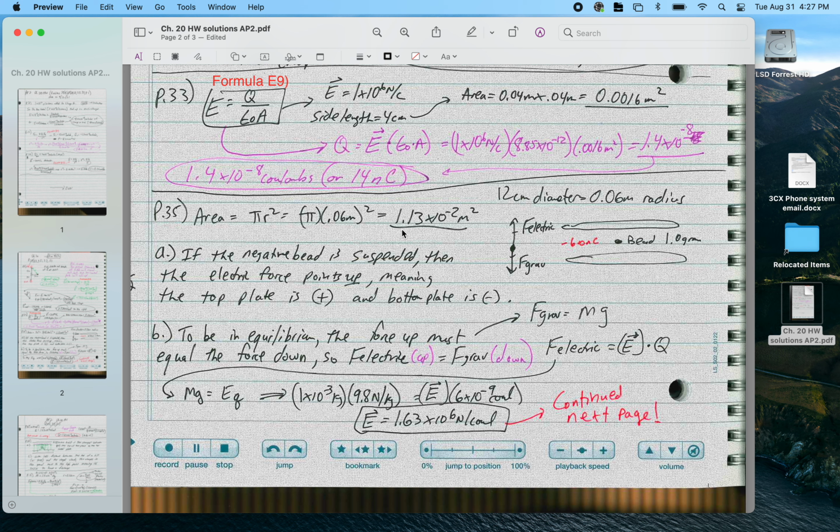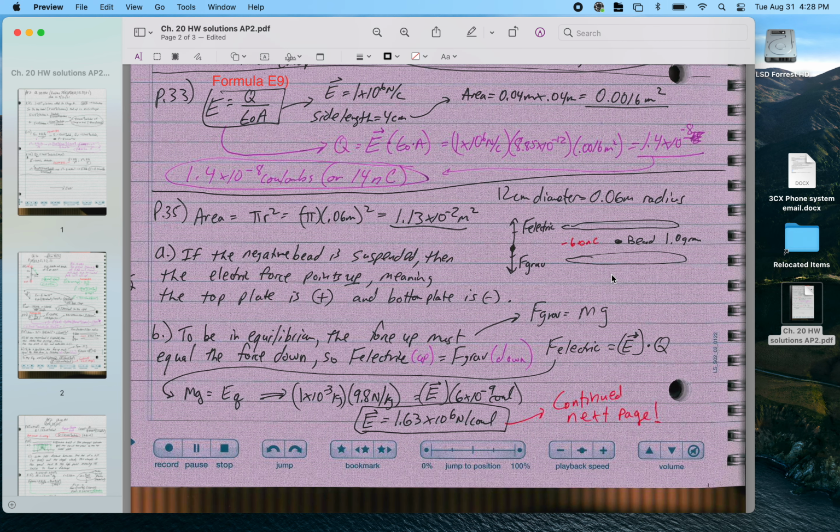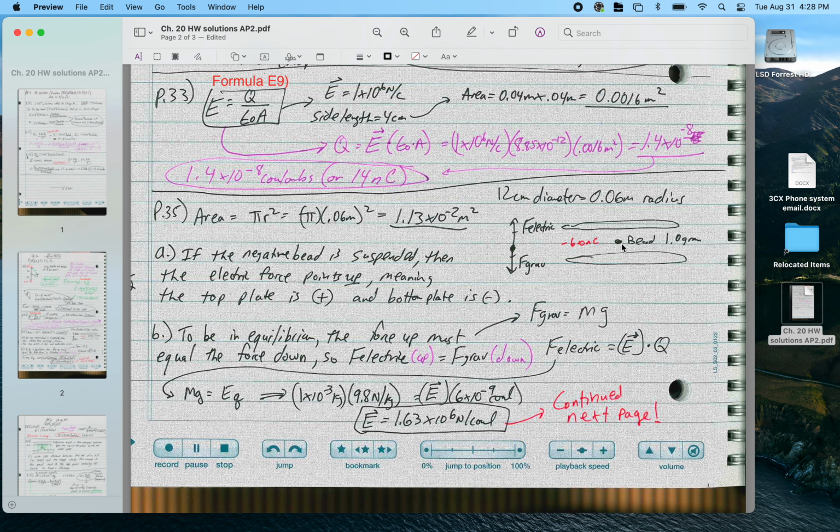So part A is asking which plate, the upper or the lower, is positively charged. If you have a bead with a mass of 1 gram, a charge of negative 60 nanocoulombs, and it's suspended halfway between these. If you notice, I drew this picture, and this is actually pretty important, because it lets me know that gravity would be acting down, and the electric force would have to be acting upward. So if the bead is negatively charged, and negatives repel negatives, and negatives attract positives, that means the bottom plate has got to be negative, the top plate has got to be positive. That will cause an electric force upward.